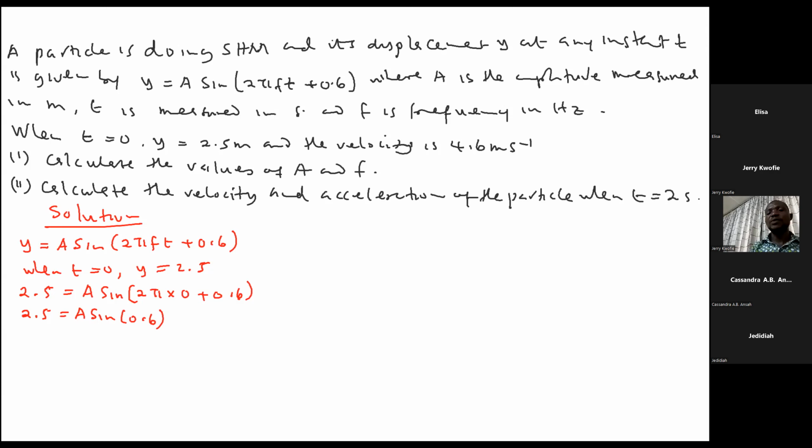So we are going to solve for A. How do we solve for A? We make it the subject. So you have A equal to 2.5 over sine 0.6. Again, in this equation, we have a term which is trigonometric. And so to evaluate that expression involving the trigonometric term, we know what we have to do.